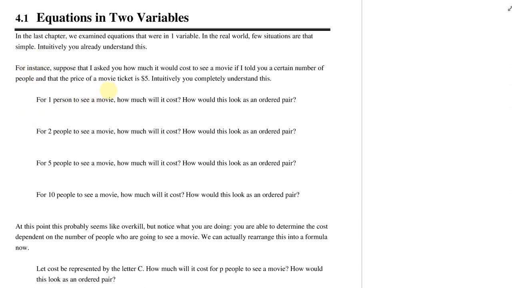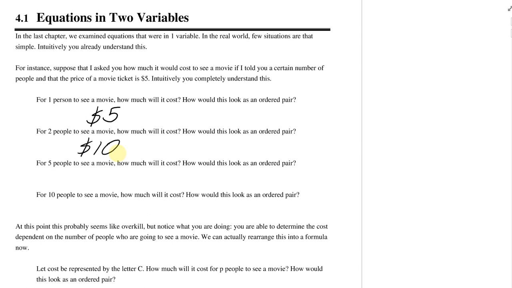So let's pretend that this is, I don't know, the late 90s, back in the days where movie tickets were $5. These are supposed to be just simple questions here. If I asked you, a movie ticket's $5, one person's going to go see a movie, how much is that going to cost? Well, you tell me. That's going to be $5. Now what about two people? If two people want to go see a movie, how much is that going to cost? Well, then of course that's going to be $10.